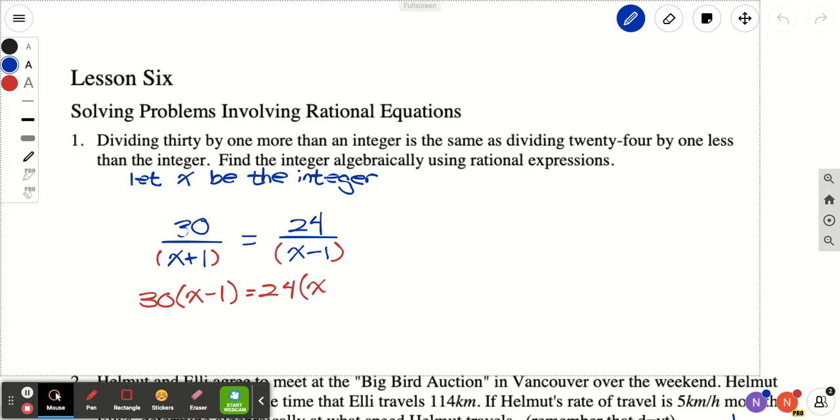From there you can expand the equation and solve for x to find your integer. I'll leave that for you to do. Feel free to pause and finish solving this one if you want to. I'm going to go on to example 2.